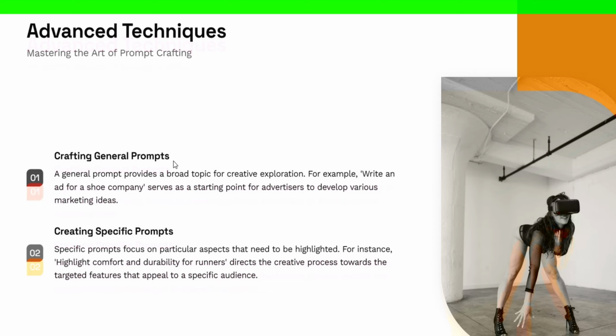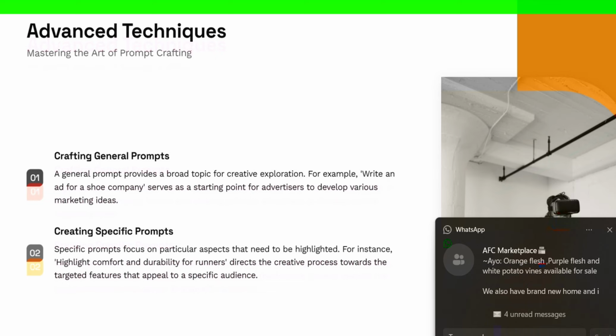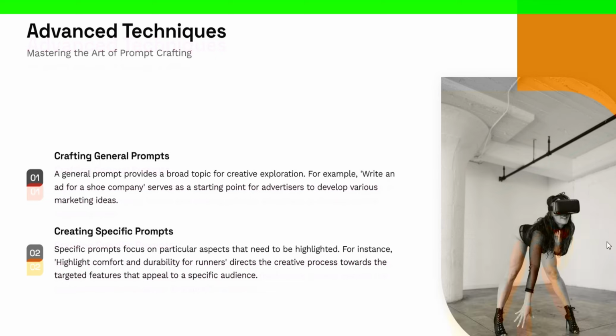Number one, we are talking about crafting general prompts. So a general prompt provides a broad topic. It provides a broad topic for creative exploration. So let us look at it. For example, you can write an ad for a shoe company's services as a starting point for advertiser to develop various marketing ideas. You can do that. Then the next thing is you now go specifics.